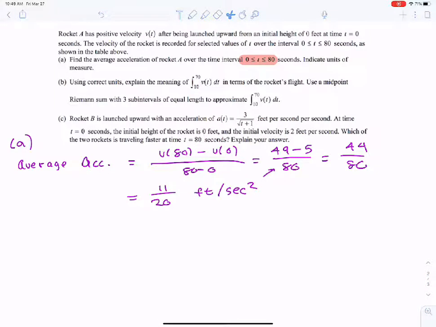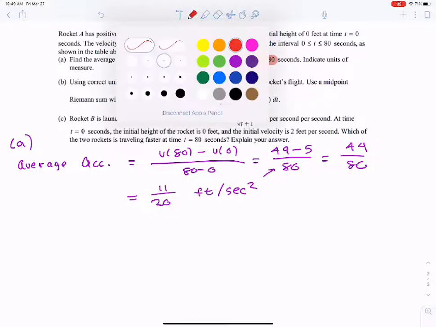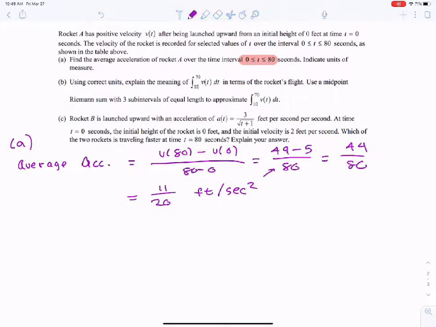Okay. B, I have a feeling this one is going to be interesting. And the reason I say that is I have a feeling some of you made some mistakes on this one, because there are some common mistakes that I see when I grade the finals and I have a midpoint one. So let's see what we got. Using correct units, explain the meaning of this definite integral in terms of the rocket's flight. Use a midpoint Riemann sum with 3 subintervals. Okay, let's go and do that.